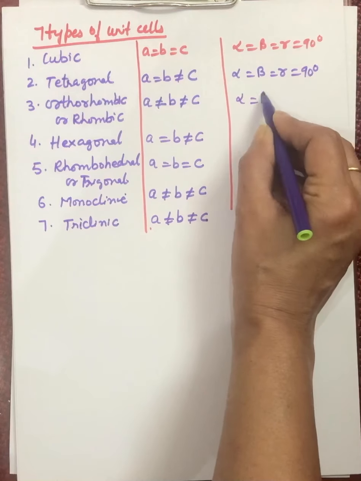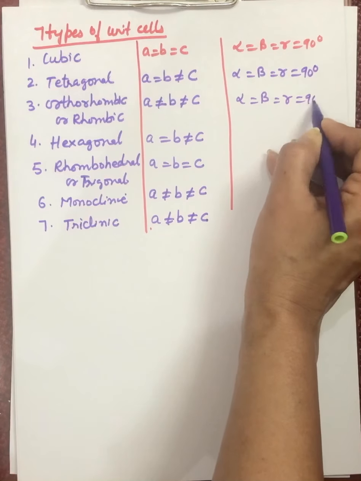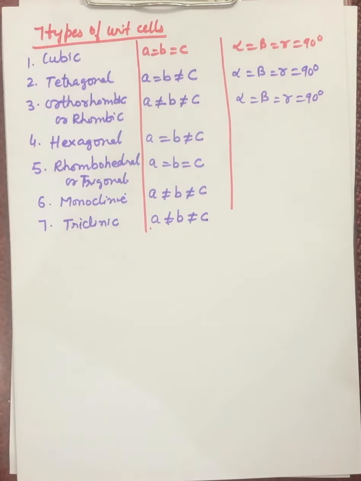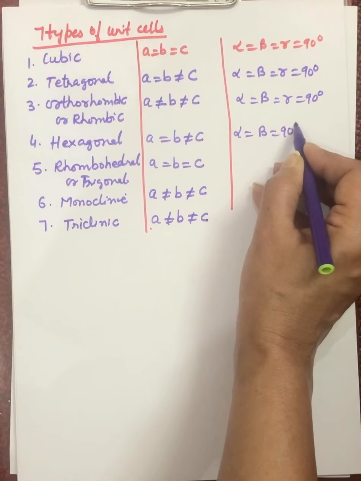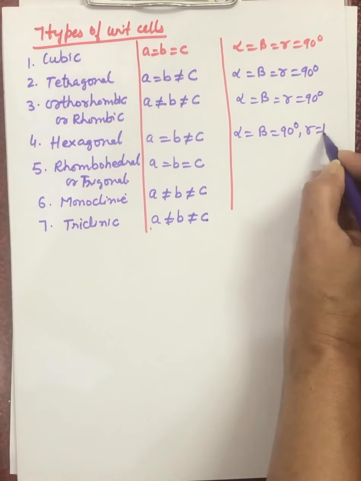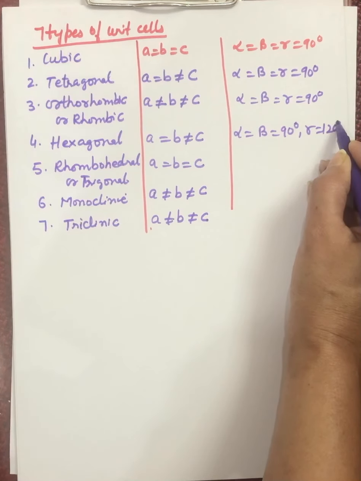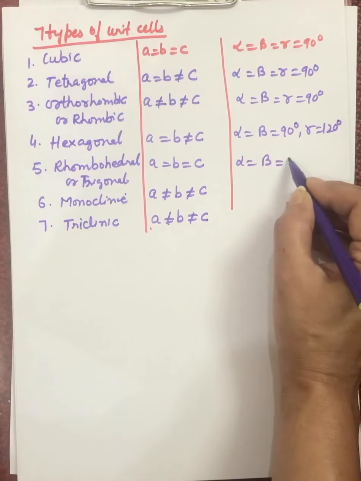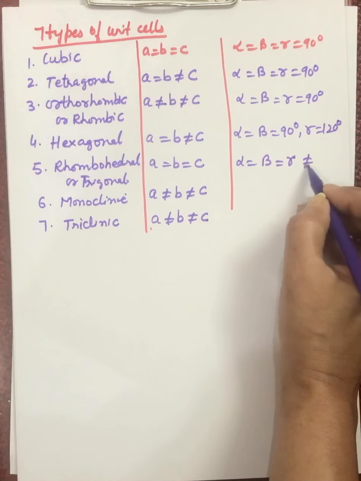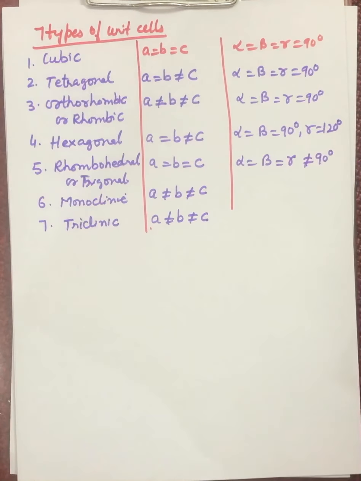This is also equal to each other and equal to 90 degree. Now we are coming to the hexagonal. Here the 2 angles are equal to 90 degree, but gamma here is 120 degree. Rhombohedral, all the angles are equal except for gamma, which is not equal to 90 degree.